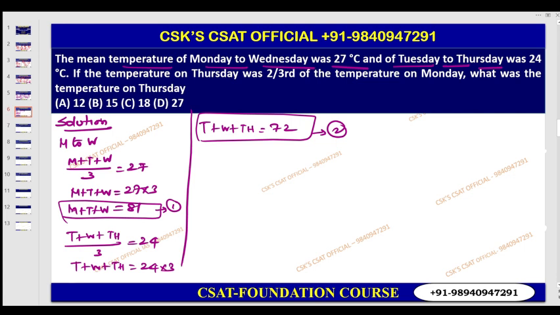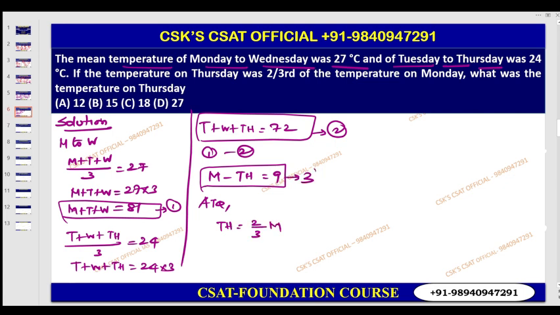When you're subtracting this, what happens here? Tuesday and Wednesday get cancelled. So therefore 1 minus 2 you can do. So Monday minus Thursday is nothing but 81 minus 72, which becomes 9. Now, according to the question, Thursday is equal to 2 by 3rd of the Monday.